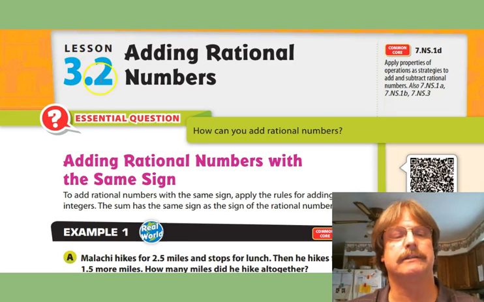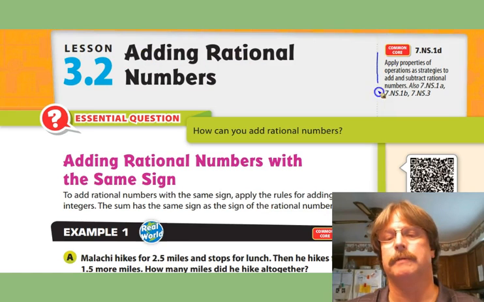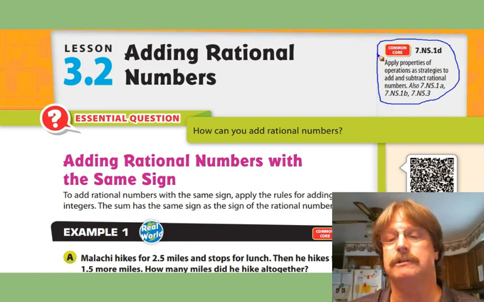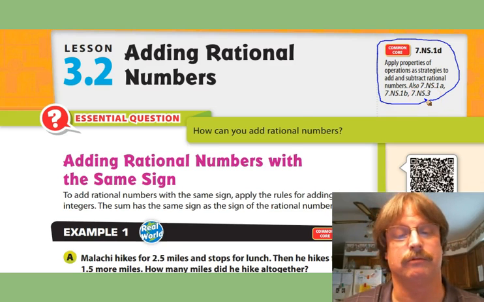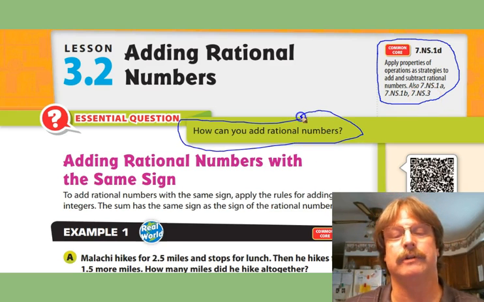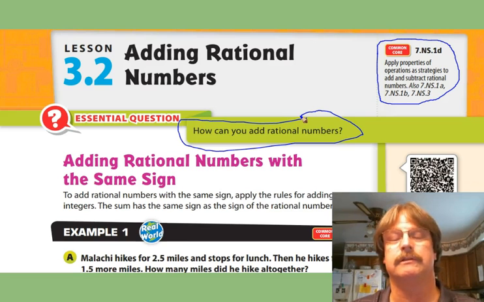Continuing on here at lesson 3.2, adding rational numbers, are the standards that we're going to be continuing to work with here. Apply properties of operations as strategies to add and subtract rational numbers. We're also going to use 1a, 1b, and number sense number 3. How can you add rational numbers? You're building off of the work that you've already done in lesson 1.2.